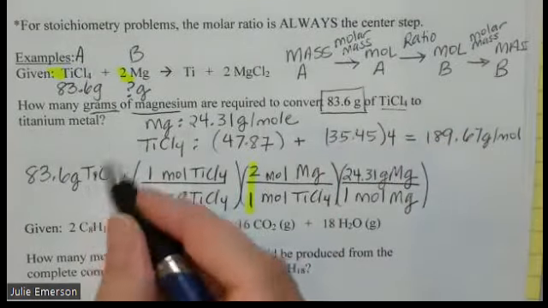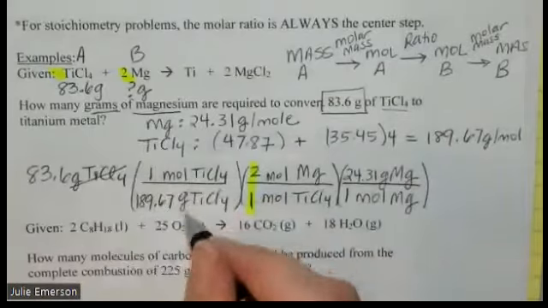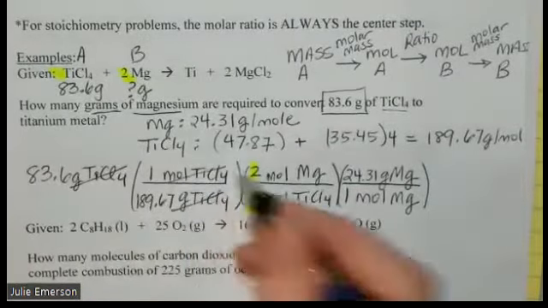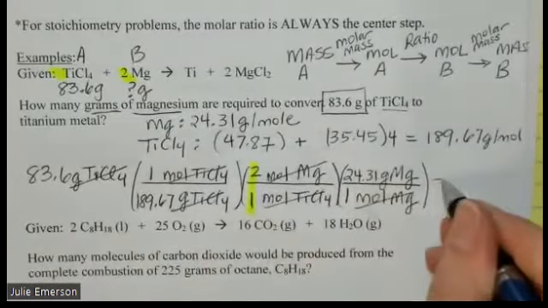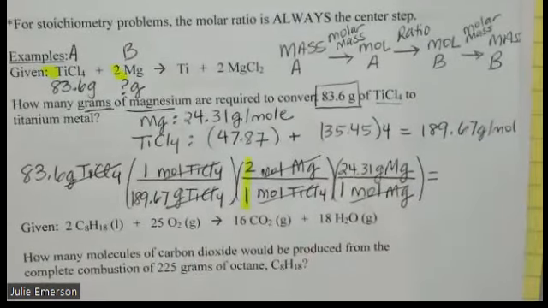So following the units, getting rid of grams of TiCl4, next getting rid of moles of TiCl4, and then last getting rid of moles of Mg. And this will tell us what mass of Mg that we need. So I'm going to take the 83.6, divide it by 189.67. That was the molar mass from the periodic table. Multiply by 2, and then multiply by 24.31, again, the molar mass from the periodic table.